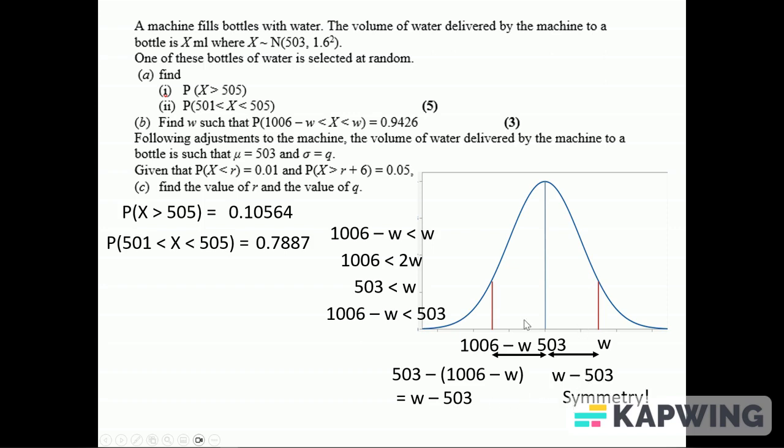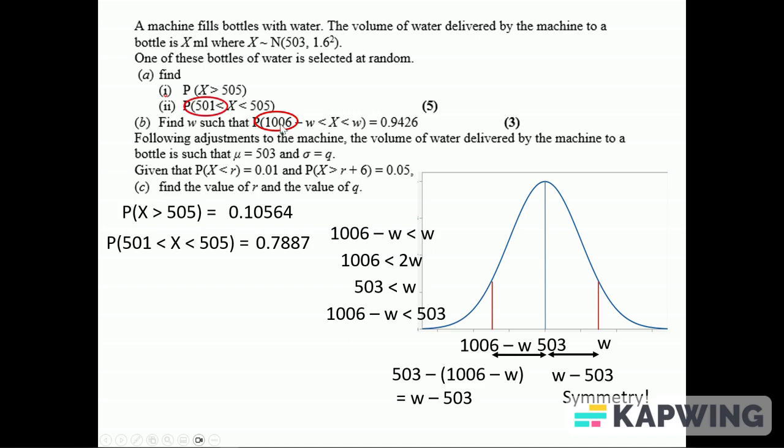We've got plus W, and that's the same. So we've got a symmetrical sort of thing going on here. That is the same distance below the mean as what the W is above it. Which means I can work out what these two areas are, because I know the total area is 0.9426.